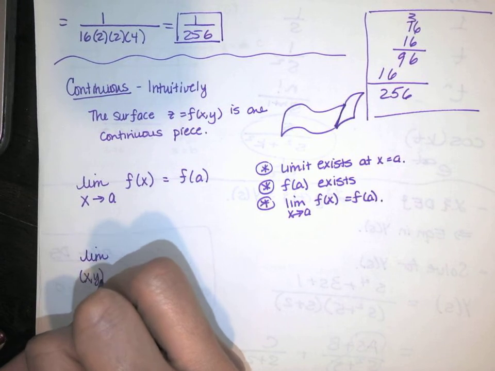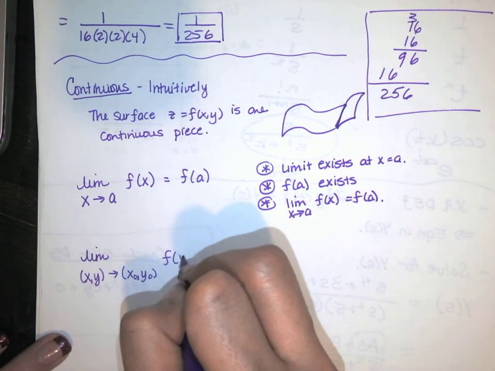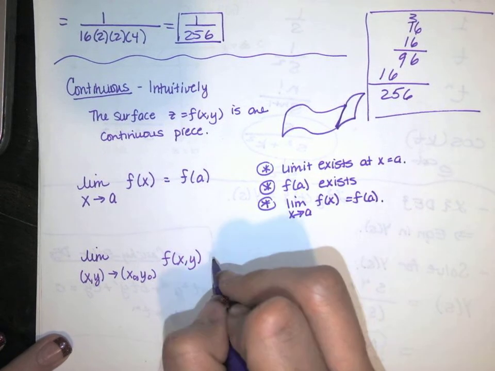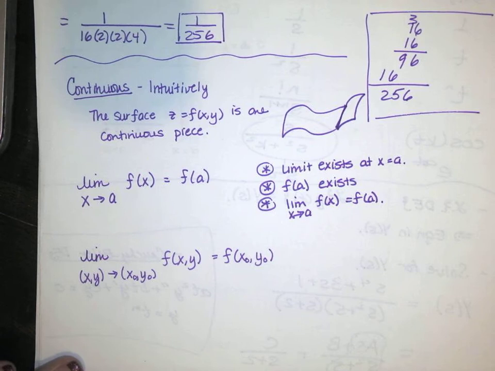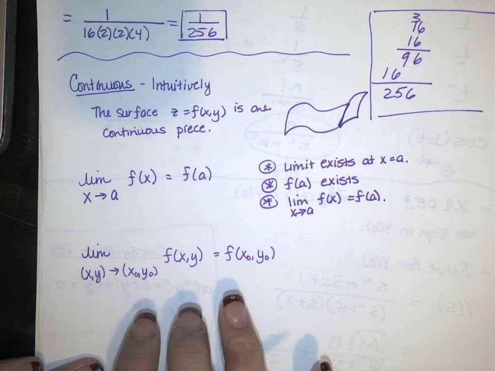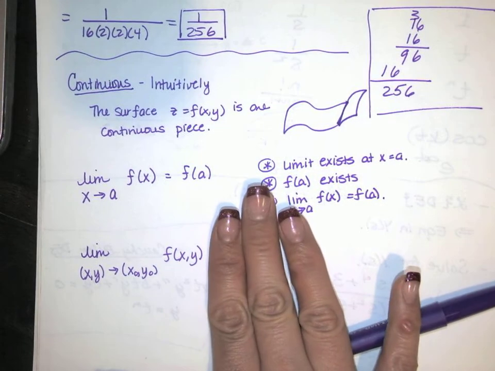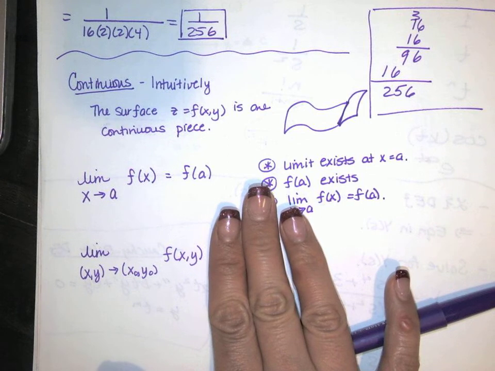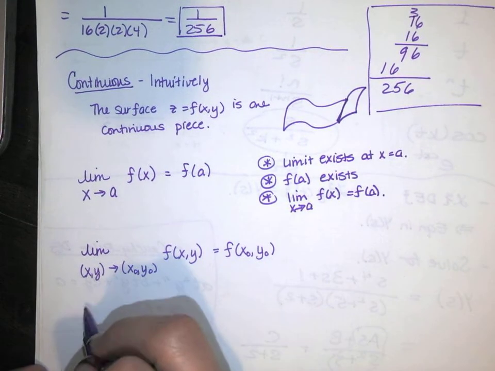Calc 3 style, we're saying (x, y) is going to approach (x naught, y naught) for some function of two variables f of (x, y). If the limit exists and the function value exists and they're the same, the function is continuous there. Or just think about actually evaluating this limit. If you can plug in x naught, y naught, and you get a value out that makes sense, it's continuous there. So you're good to go. That's a function of two variables.